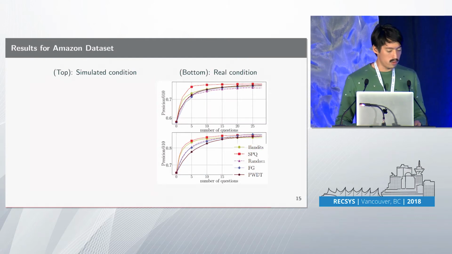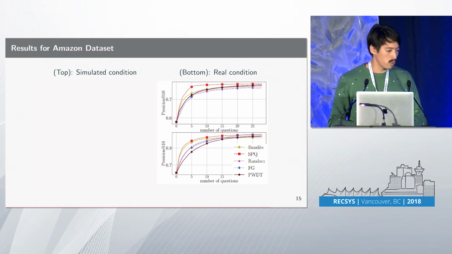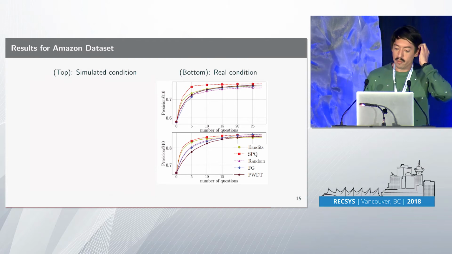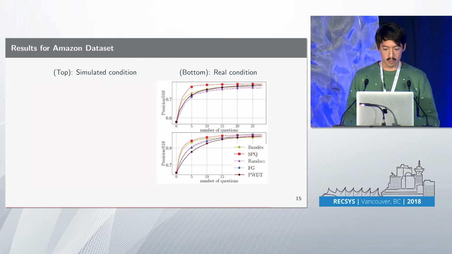Then on to the next dataset. Similar patterns here overall. SPQ achieves near perfect performance where the set of questions is larger than 15. And for smaller budgets, SPQ has similar but statistically significantly better performance than bandits, which was noted by the authors.